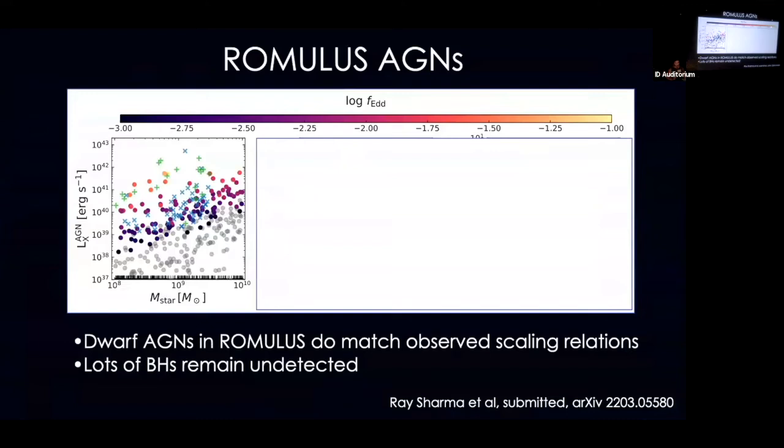So I'm going to show the rest of this in a second, but it's a lot. So just look at this one plot. All right. So dwarf AGN in Romulus do exist, and what this is showing is the estimated X-ray luminosity of these black holes versus the stellar mass, so 10 to the 8 to 10 to the 10. And so the colored points are the Romulus AGNs. They're colored by the Eddington fraction, so how much they're accreting.